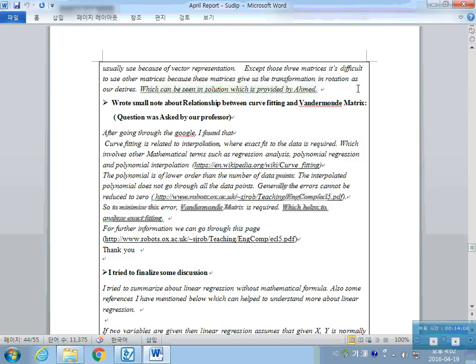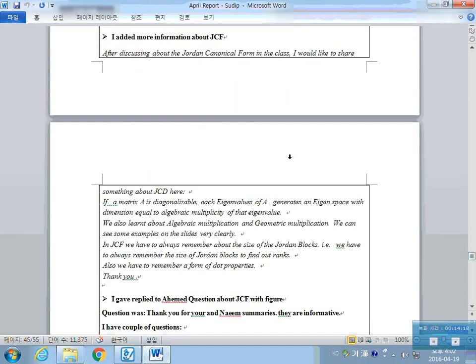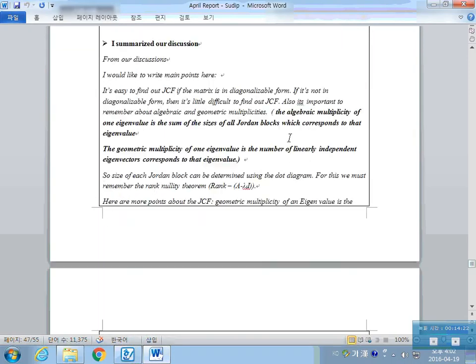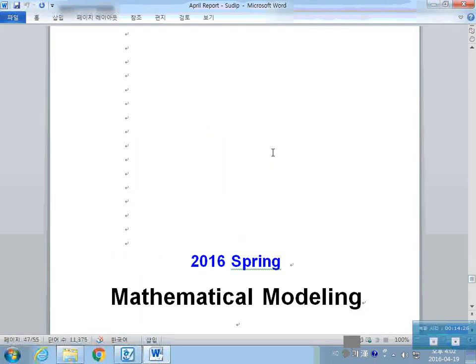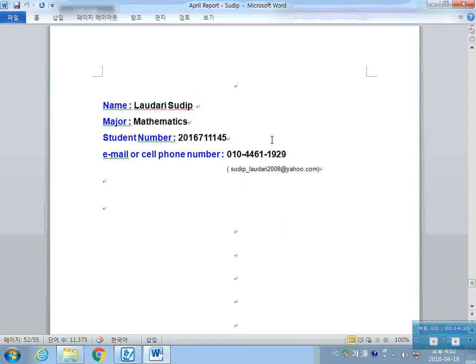And I wrote a small relationship about curve fitting and the Vandermonde matrix, which was asked by the professor. So now I would like to go to my project. So these are my questions.